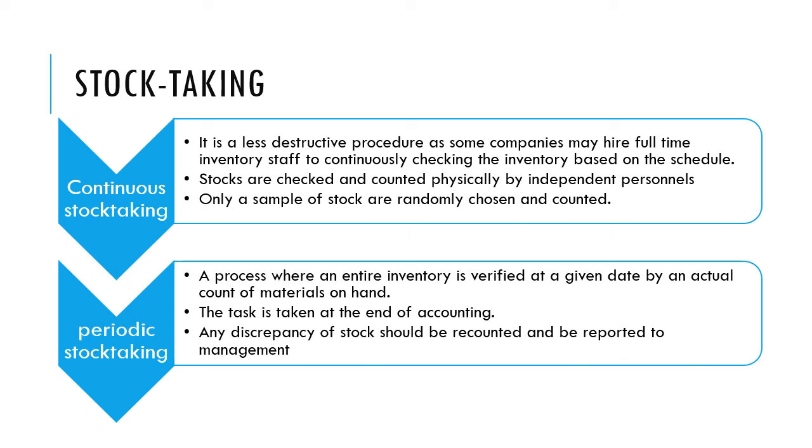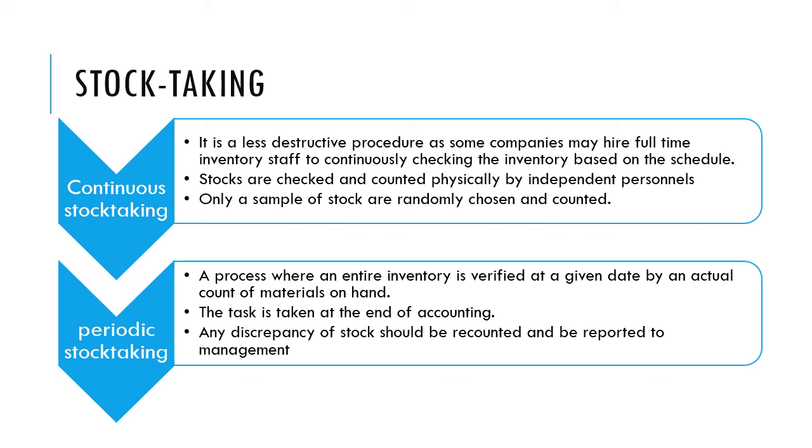Continuous stock taking is a less disruptive procedure, as some companies may hire full-time inventory staff to continuously check the inventory based on a schedule. So the process of calculating the stock doesn't take place once a year. It can be done in a continuous manner, maybe every week or every month or every 3 months. They have a certain schedule that they have to follow.